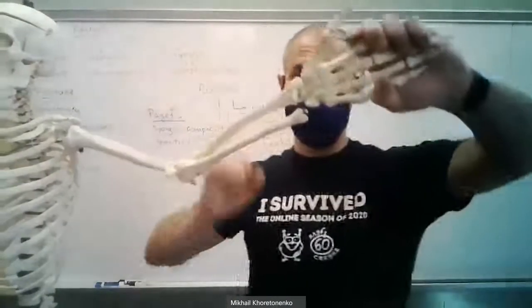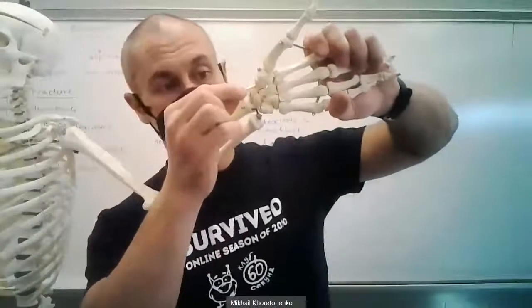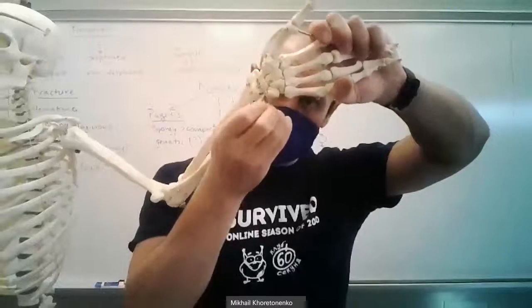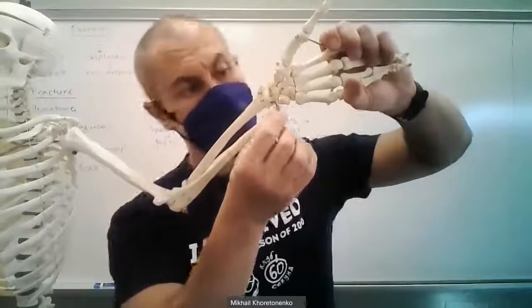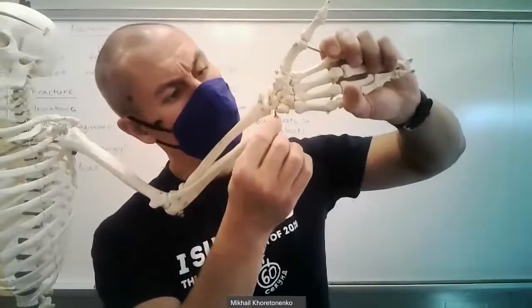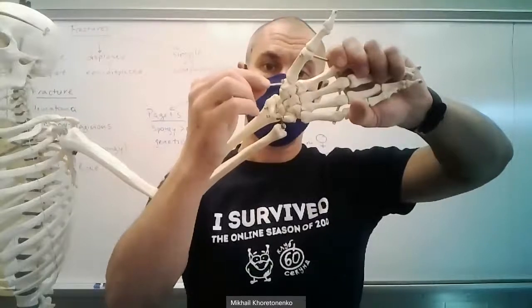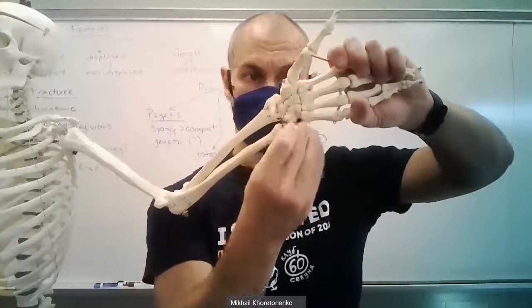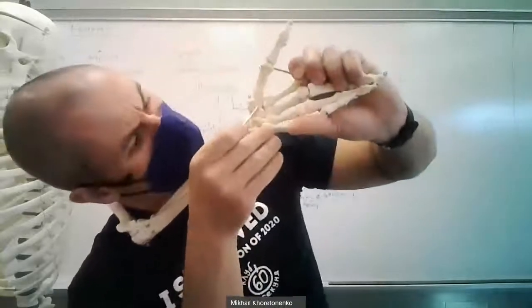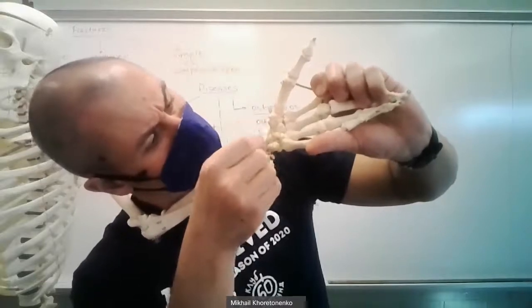So I'm going to go now, kind of without pauses: scaphoid, lunate, triquetrum, pisiform, trapezium, trapezoid, capitate, hamate.